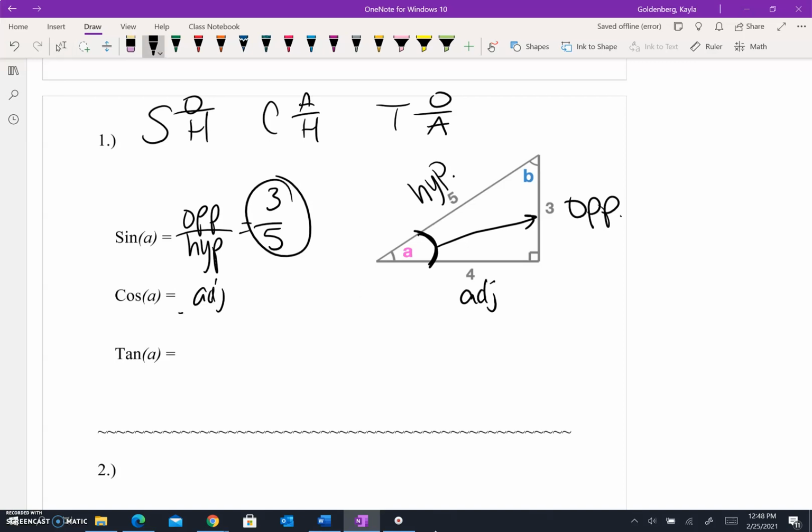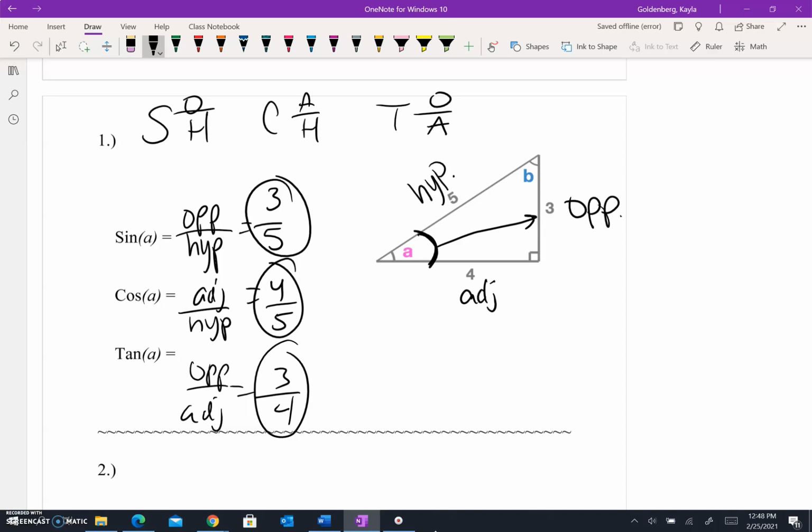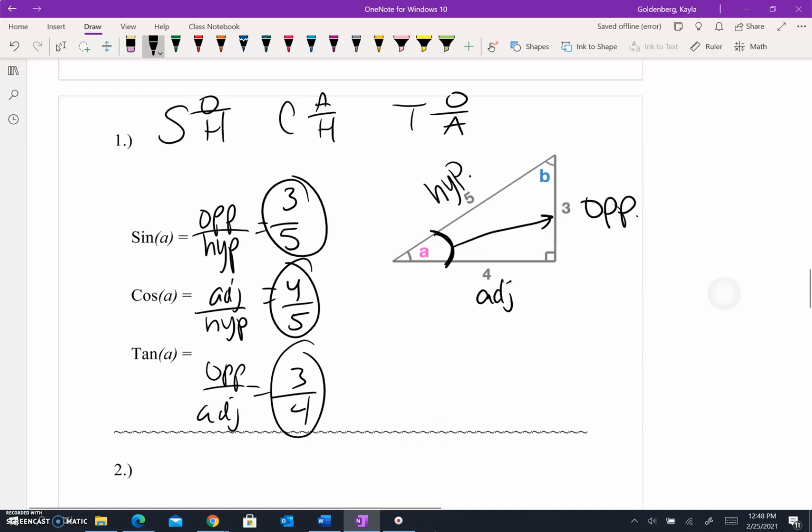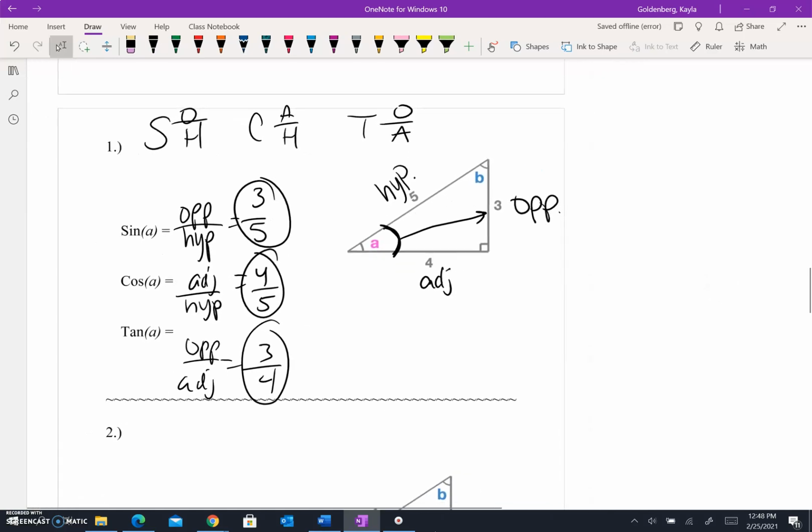So it's just giving us directions. Cosine, adjacent, 4 over hypotenuse, 5. And then tangent, I've got to do opposite over adjacent. Opposite is 3, adjacent is 4. So these are just comparing sides. We're just finding ratios of sides of right triangles specifically.